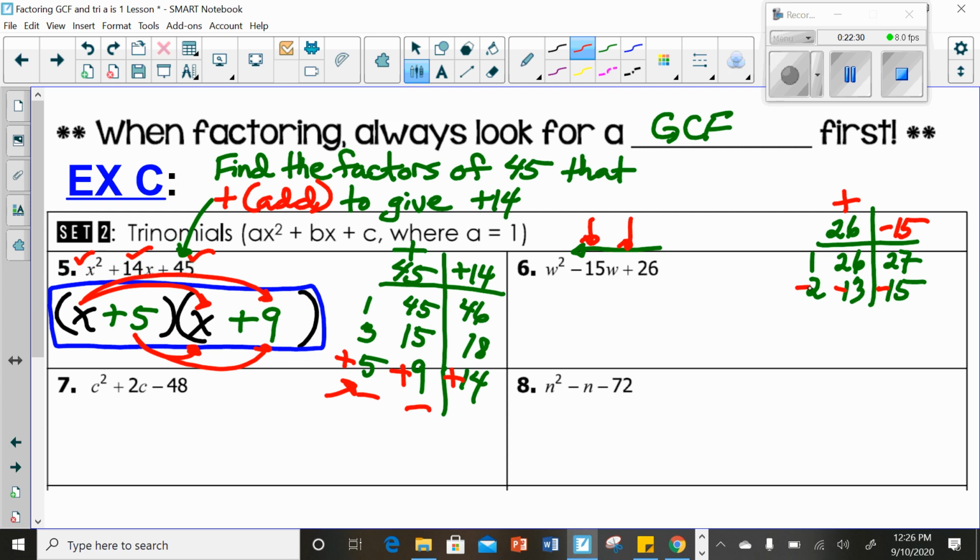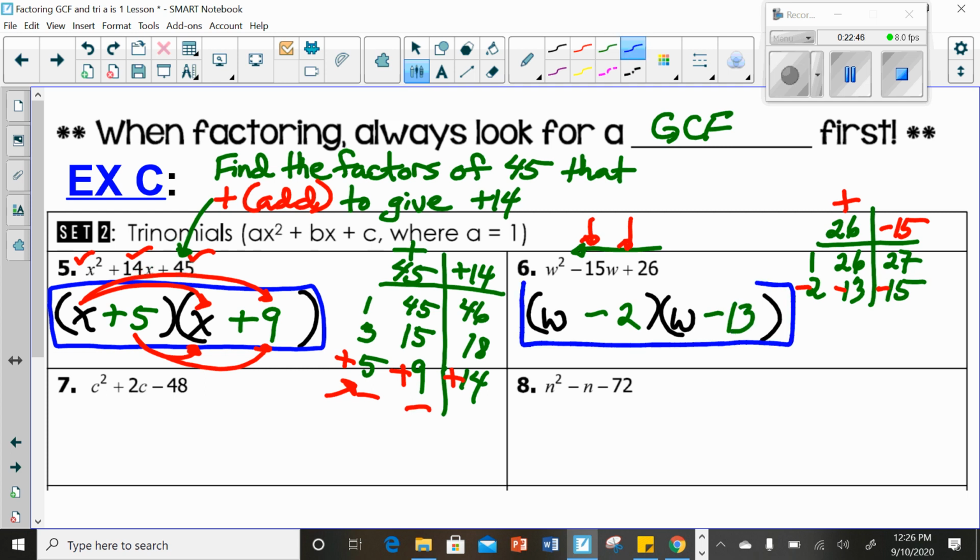And now you've done all your work, and you just have to write out your binomials. So the w squared becomes w and w, and then you have a minus 2 and a minus 13 from your table. And of course, you could refoil, remultiply to check your answer.